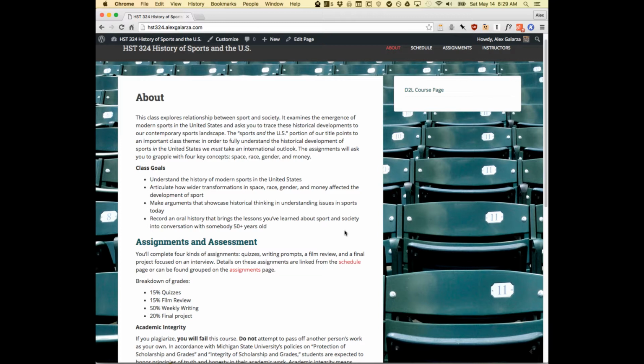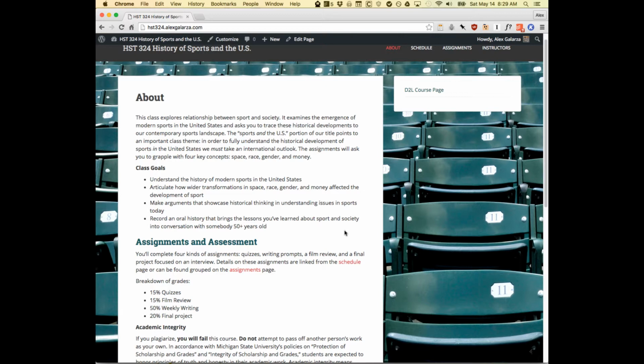The class goals then are, first and foremost, yes, to understand the history of modern sports in the United States. Where did baseball start? How did college football become popular? Where was basketball invented and how did it make its way into the United States? But it's to take a look at those histories with some specific questions in mind. And that's where the four key concepts, space, race, gender, and money, come into play.